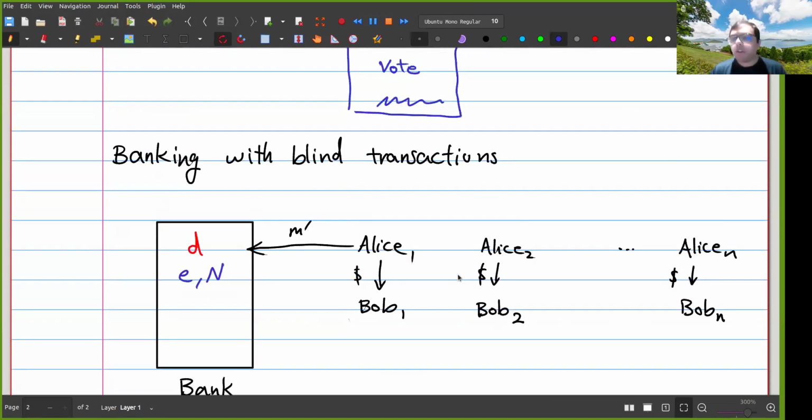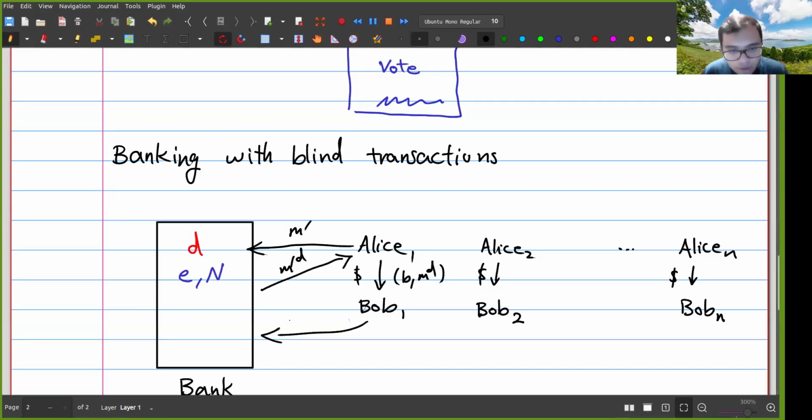And remember, all of these things are happening in parallel for many different pairs of Alices and Bobs. So many people are doing the same thing. So Alice sent M prime to the bank. The bank sent the signature on M prime to Alice. And then Alice sent the banknote and the signature on the banknote to Bob. And finally, Bob is sending the banknote and the signature on the banknote to the bank.